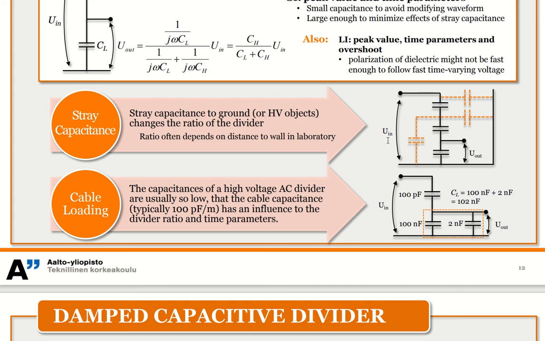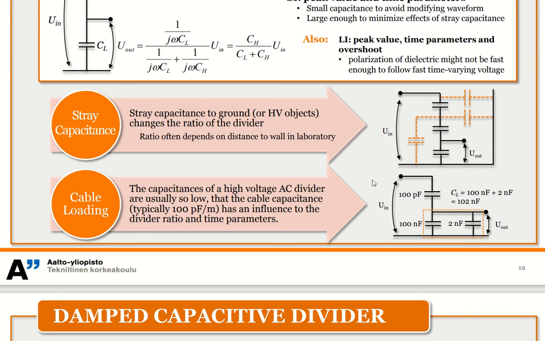Okay, so about this one, the stray capacitance to the ground or the high voltage object changes the ratio of the voltage divider. The ratio often depends on the distance to the wall in the laboratory. So this one is the wall. If the voltage divider is near to the wall, it will also have an effect, and then to the ground, so we affect the stray capacitance.